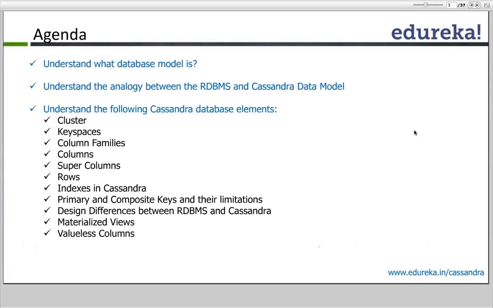Okay, so the contents today will be to understand what a database model is. We just want to define what a model is, and then we look at the analogy between RDBMS and the Cassandra data model: how they are different, what the various constructs are in RDBMS, and how they compare to something in Cassandra, what is there, what is not there, and some of those details. And then we'll talk about individual database elements which Cassandra supports.